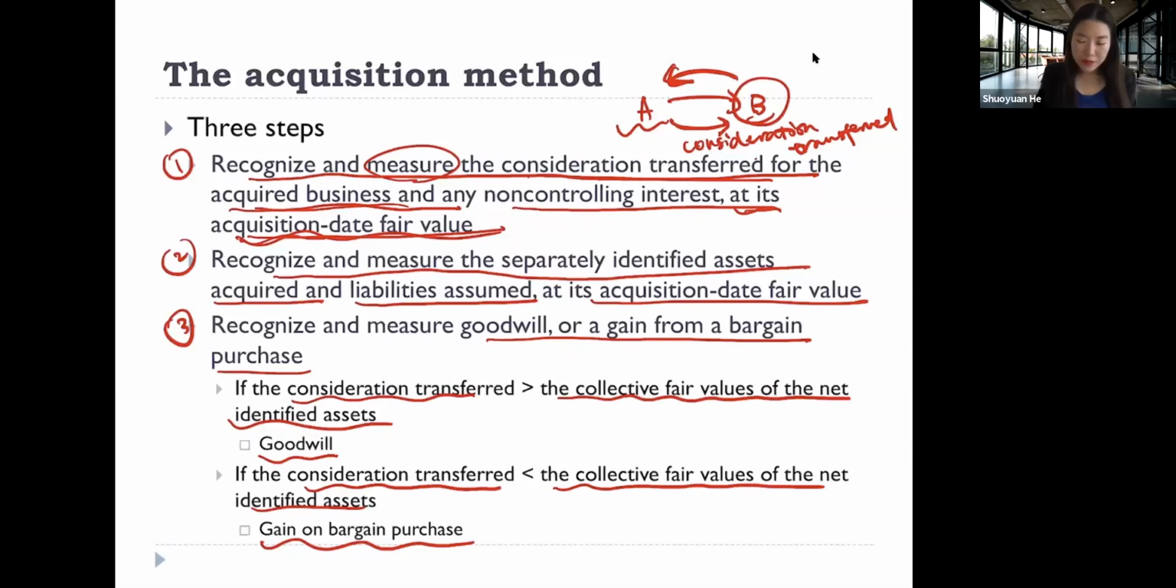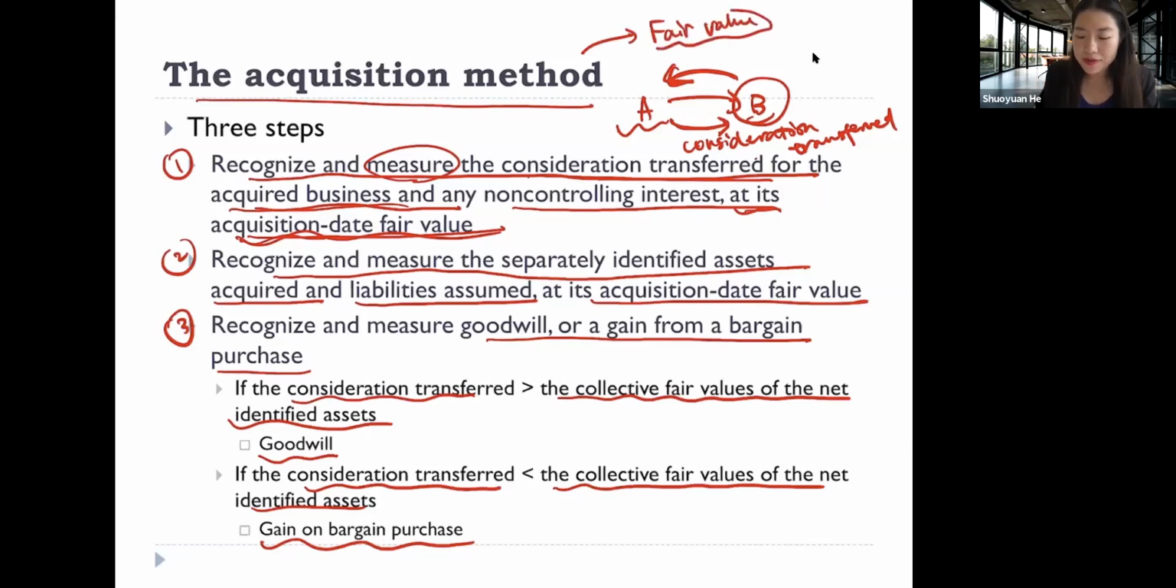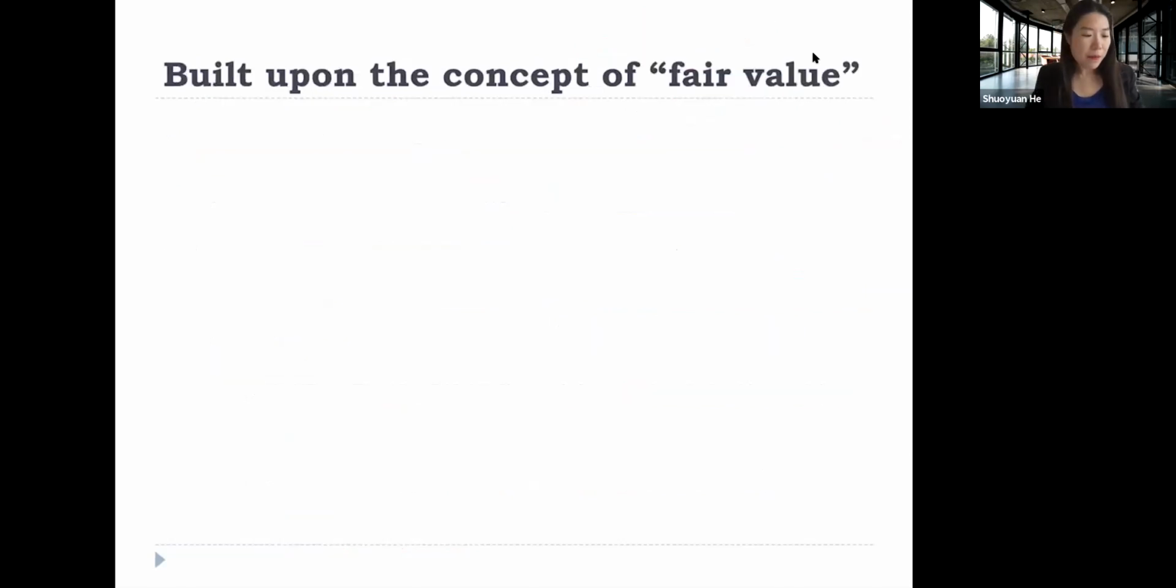And as you can see here, for the acquisition method there's a related key concept, which is fair value, because here everything is measured at fair value. So what is fair value?